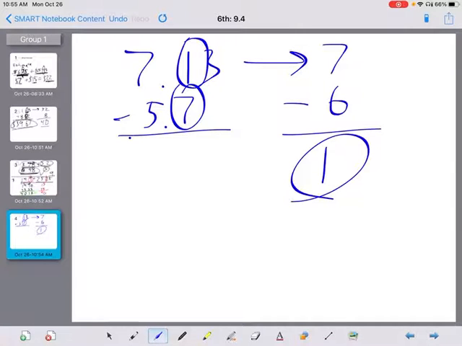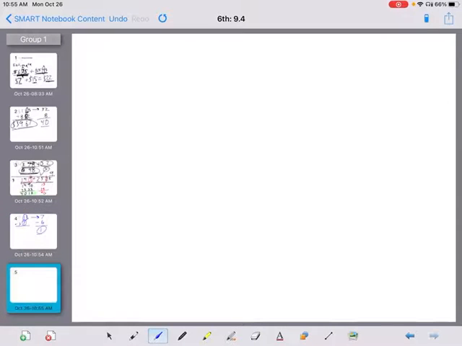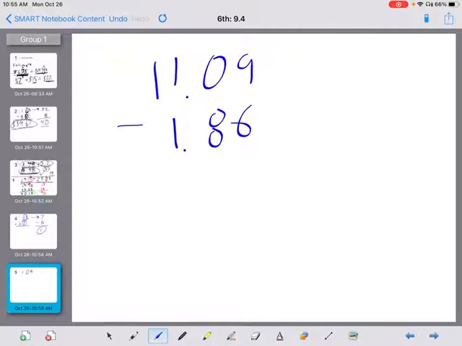The next thing it says is subtract 1.86 from 11.09. So I've got 11.09 and 1.86. So subtract and estimate to check if your answer is correct. I'm just going to do my arrows right here, so I'm getting ready to do the estimation.